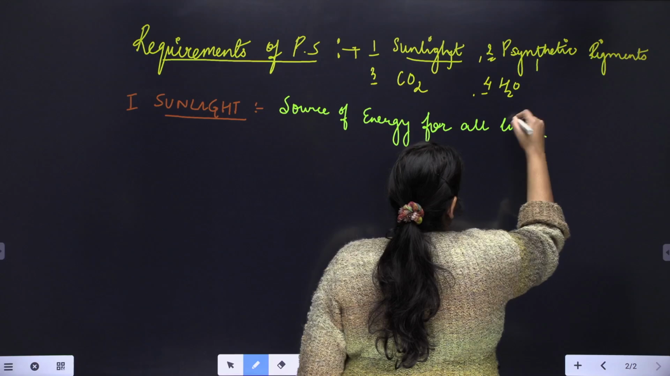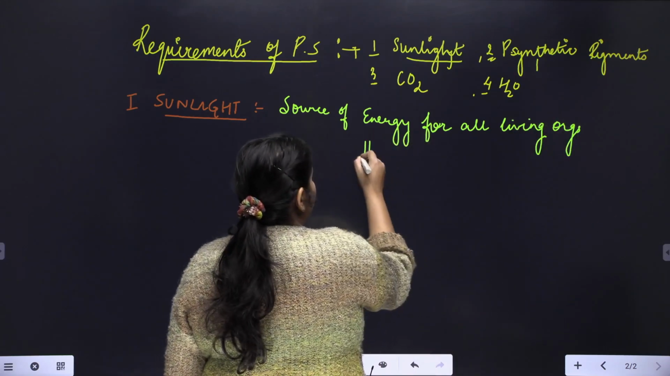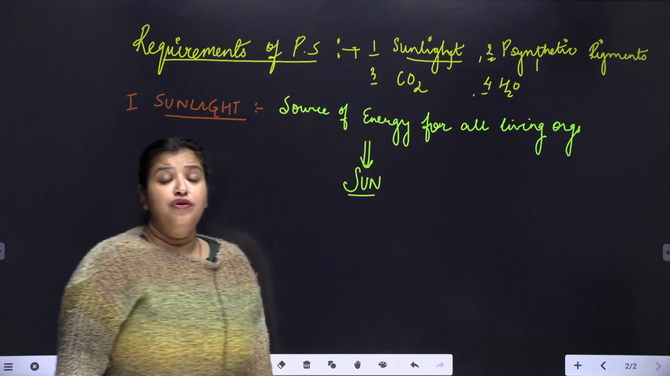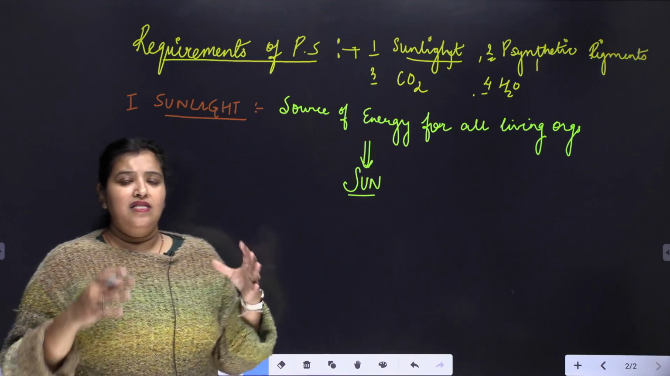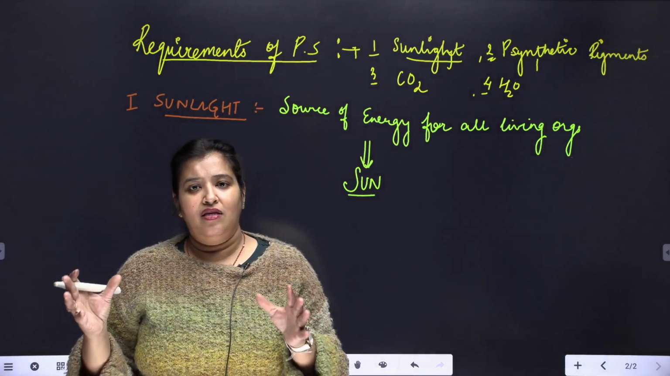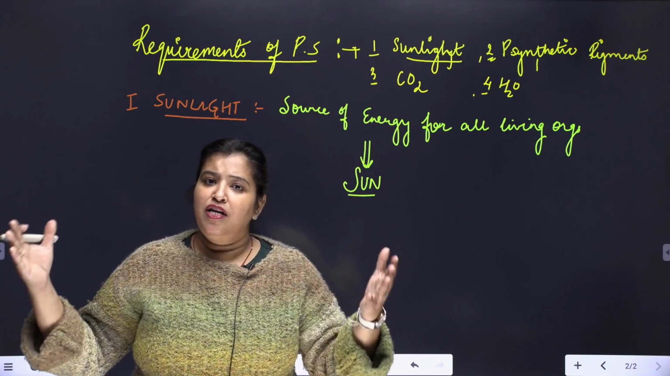What is this? The source of energy is the sun. Now children, you know, the sun gives us radiations. What we see is the white light. That is just a small part of the sunlight.